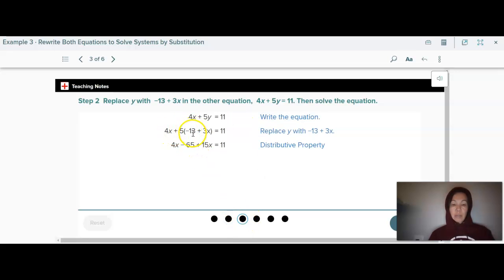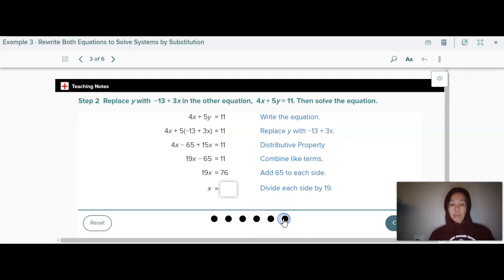We'll distribute the 5 here, and this gives us -65 plus 15x. Again, take your time. You can pause the video if you need a second to understand or go back to a spot. Combine like terms, so 4x plus 15x is 19x minus 65. Then we'll add 65 to both sides and divide by 19. We get that x equals 76 divided by 19, which is 4. So x equals 4.